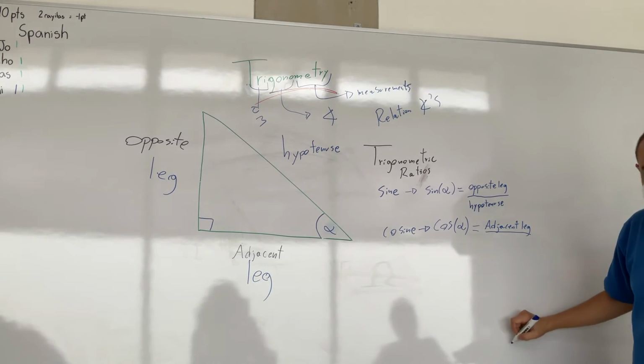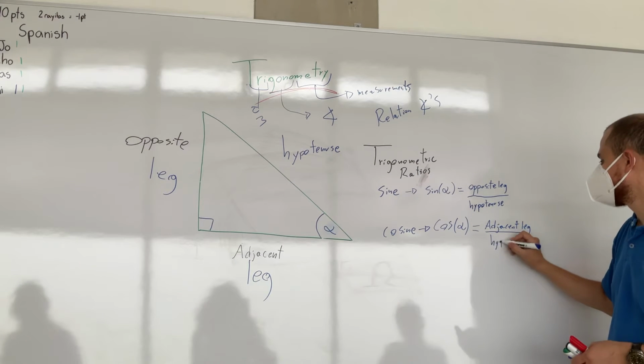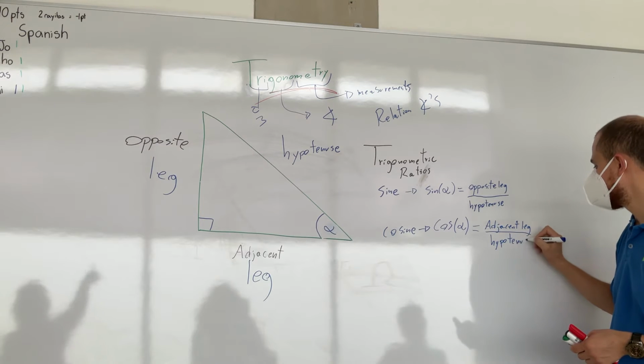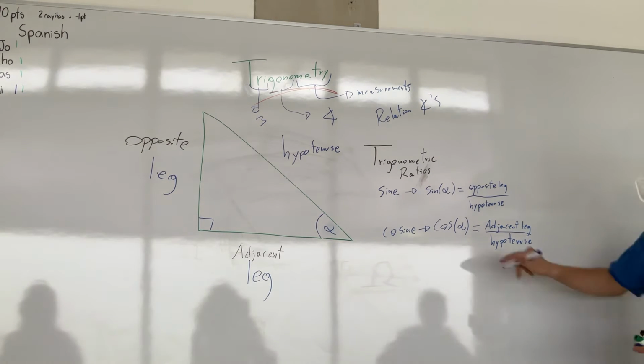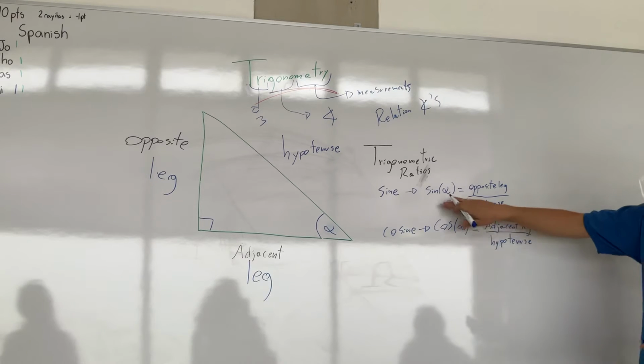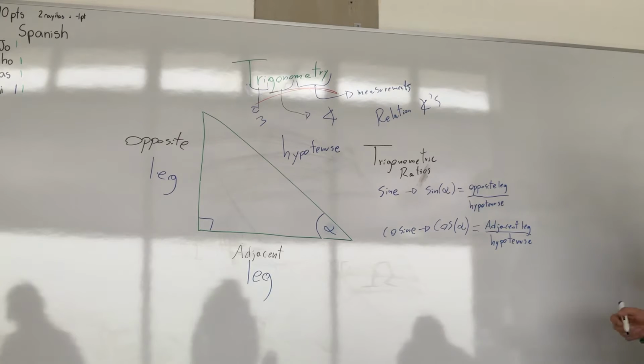And who do I divide by? Hypotenuse. Why are they all like cosine, relatively? Alpha? Yeah. Because all of these ratios need an angle. Okay.